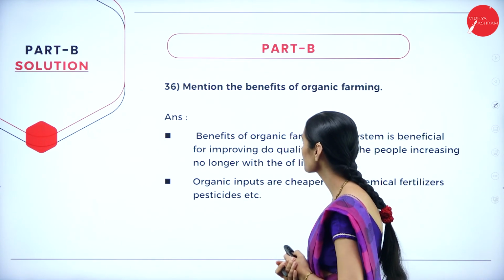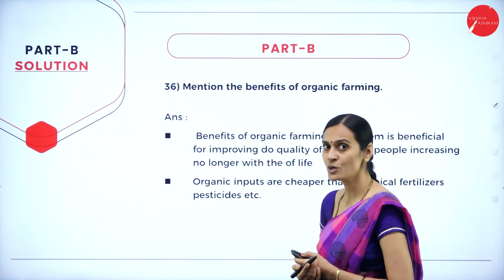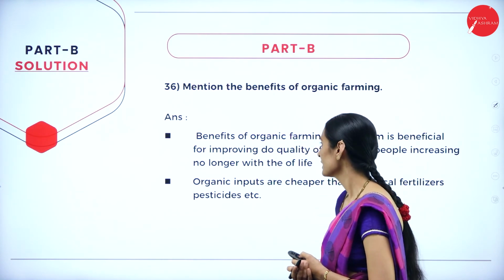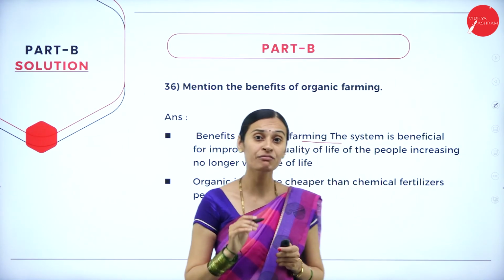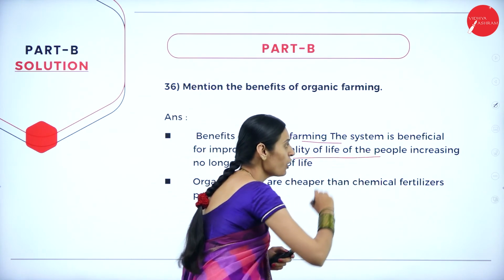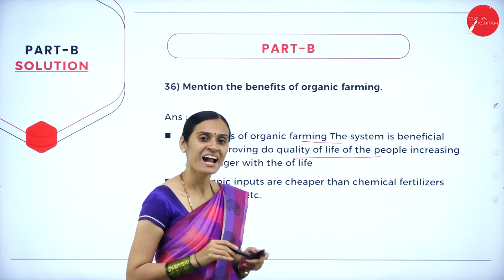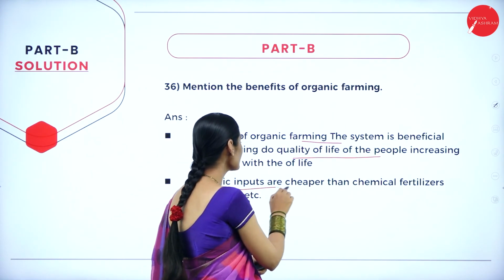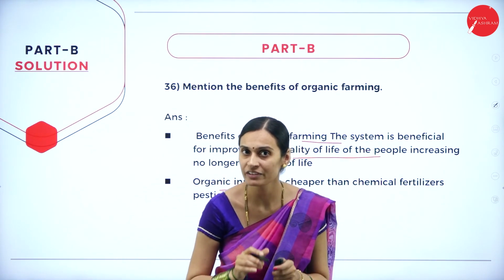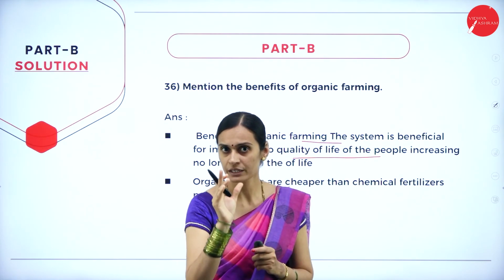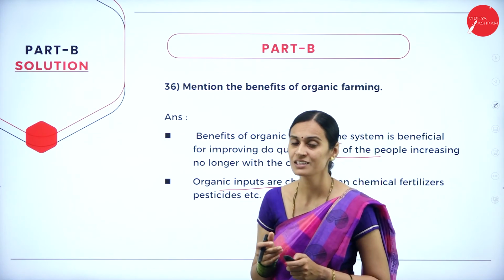And next one, question 36, mention the benefits of organic farming. Of course, this belongs to the rural development chapter. Organic farming improves the quality of life of the people by increasing their lifetime. And second, organic inputs are cheaper than chemical fertilizers, because the rate of chemical fertilizers is higher, which increases the cost of production. That is why organic inputs are cheaper than fertilizers.